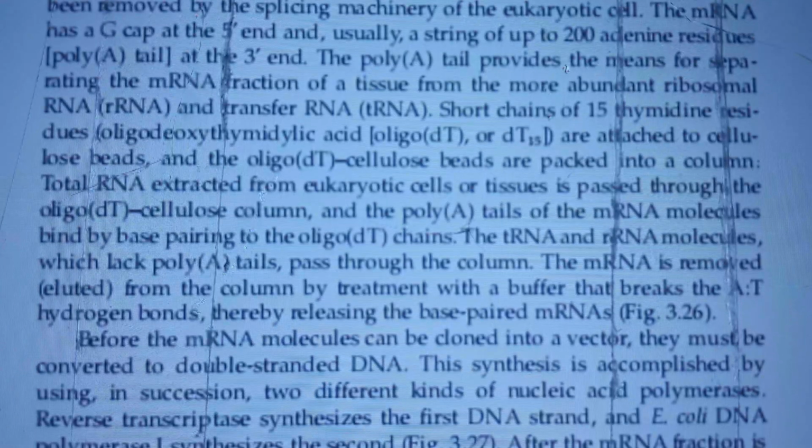The mRNA has a G cap at the 5' end and usually a string of up to 200 adenine residues, poly A tail, at the 3' end.